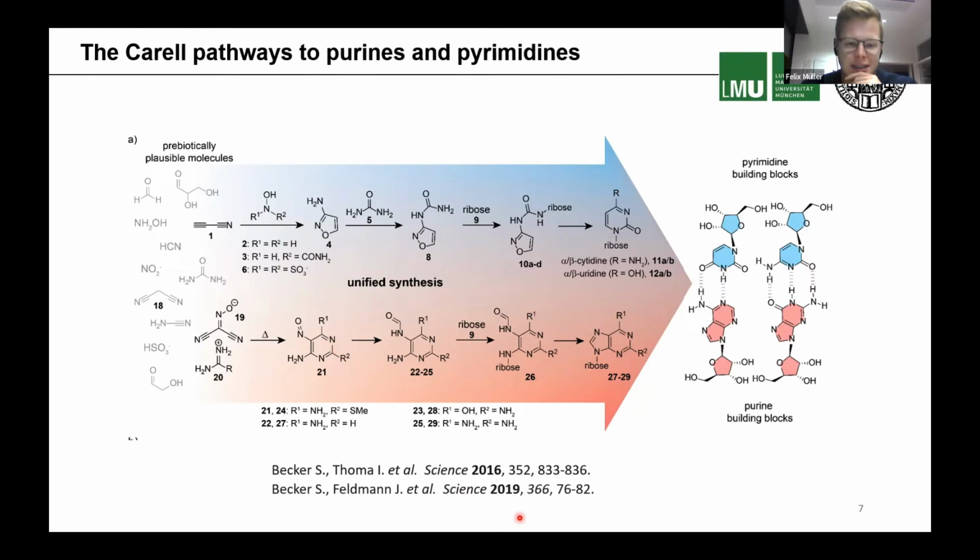Then, additionally, 3 years later, a new synthesis towards pyrimidine nucleosides was conceived in the Carell group, starting from cyanoacetylene and hydroxylamine, yielding 3-amino isoxazole, as you can see here in the upper part. This isoxazole can then be reacted with urea, forming the urea isoxazole, which then can be glycosidated with ribose. And a final reductive opening of the isoxazole and intramolecular cyclization leads to the formation of the pyrimidine building blocks, thereby creating 2 routes from the Carell group that can form purines and also pyrimidines under prebiotic conditions.